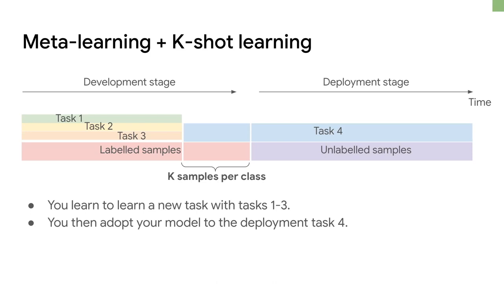Naturally, for meta-learning, you need to have access to many different tasks during the development stage, and you learn the rules here, how to learn new tasks. And then eventually you wish that when you encounter a new task, task four, you only need a very easy, very quick adaptation to do well in this new task. Yes, please.